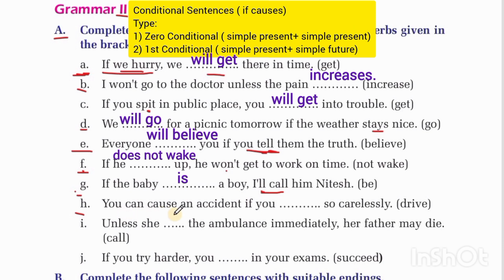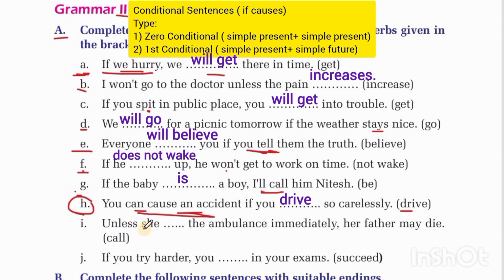H. You can cause an accident if you drive so carelessly. Can cause accident. An accident can happen if you drive carelessly. Simple present plus simple present. Zero conditional. Zero conditional is used for fact. This is a fact, something that cannot be changed. If you drive carelessly, an accident obviously happens. Yes. So this is zero conditional.